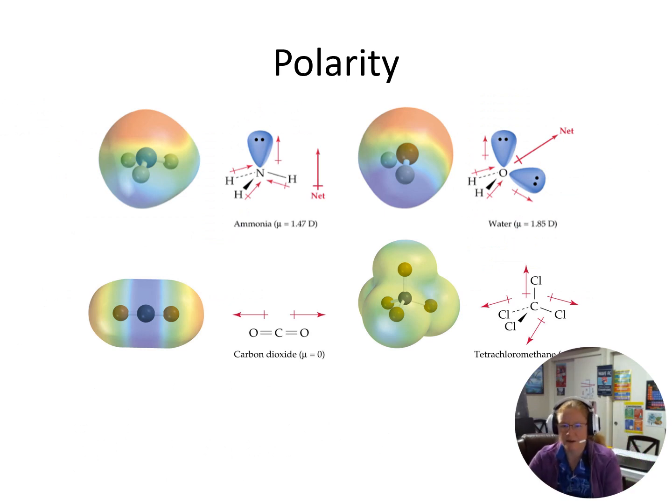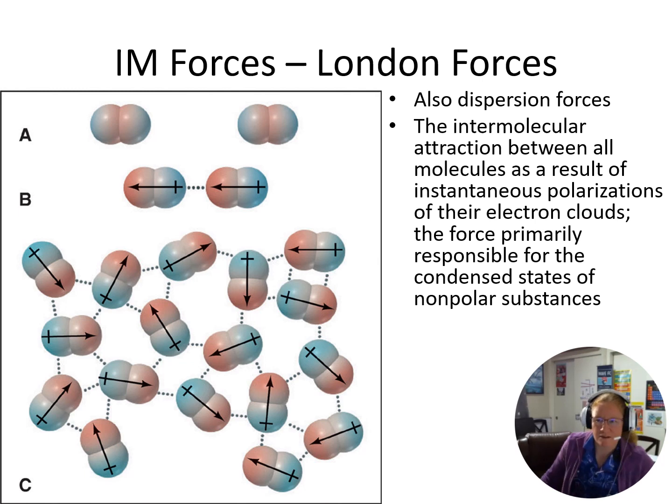Okay, and so you can see here we've got various different polar molecules on the top, and on the bottom we've got a couple non-polar. So that tetrachloromethane, that's not polar, because even though the carbon-chlorine bond is polar, I have 4 perfectly symmetrical chlorines around that carbon, so they all cancel each other out. Okay? All right, let's look at our London forces, or our dispersion forces.